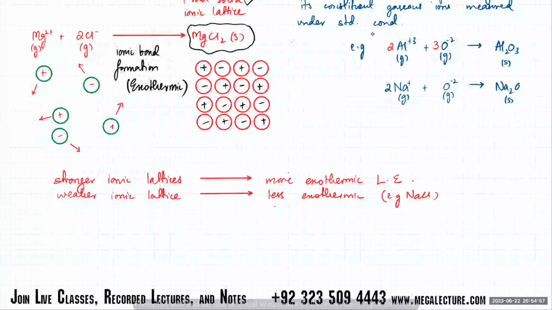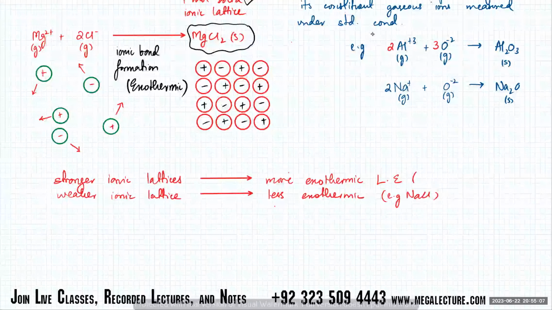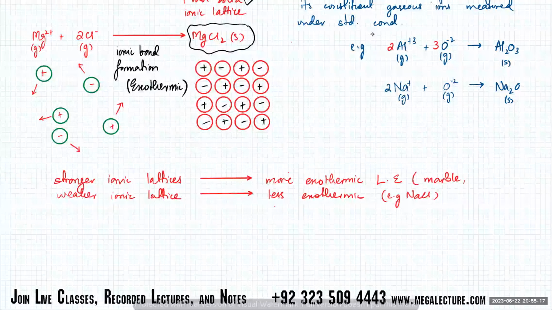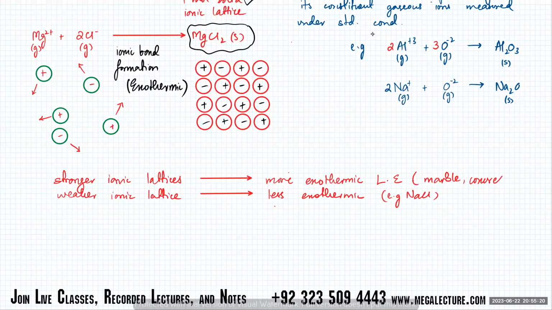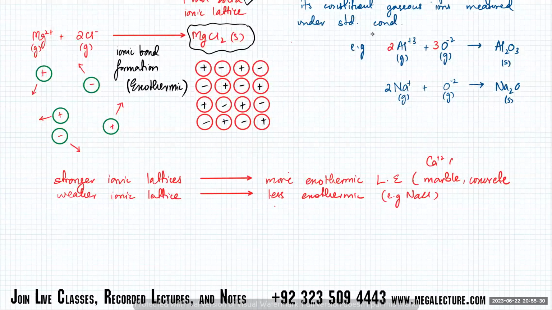So a weak lattice is NaCl. It just disintegrates and dissolves. You can crush it in your hands, right? So you've got a strong lattice as well. Take for example, marble is a very strong lattice. It's calcium carbonate. Your concrete is kind of like an ionic compound as well. It's got a component that's ionic. Cement, etc. That's kind of ionic because it's got calcium ions and carbonate ions, and they're all attracted to each other.